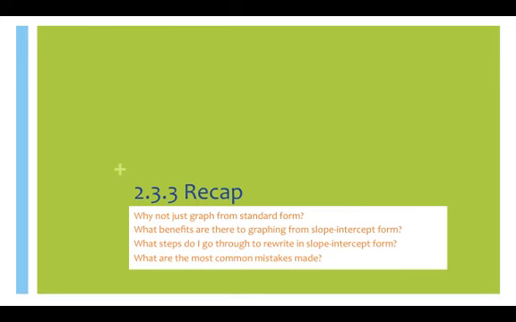So, recap. Why not just graph from standard form? Well, you get those ugly fractions, and again, we talked about you get that mental picture when you're in slope-intercept form. It's just much easier to deal with. Much easier to double check that you're right. What benefits are there for graphing? Hopefully you have that slope picture in your head. You know if you're right more easily. What steps do I go through to rewrite it? We looked at those and we talked about the big red common mistakes there.